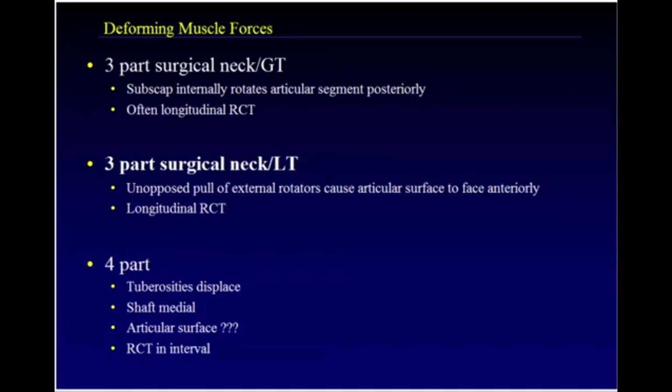You can have a longitudinal tear in the rotator cuff. If you have a three-part fracture involving the surgical neck and the lesser tuberosity, you'll have unopposed pull of the external rotators, which can cause the articular surface to face anteriorly. So the articular surface will really rotate 90 degrees and be looking at you sort of directly en face, and those will also have longitudinal tears of the cuff. Then if you have four-part fractures, the tuberosities are by definition significantly displaced and disrupted. The shaft is pulled medially, again by the pectoralis, and who knows where the articular surface will be. It's a variable presentation in those situations, and you can have a rotator cuff tear with those as well.